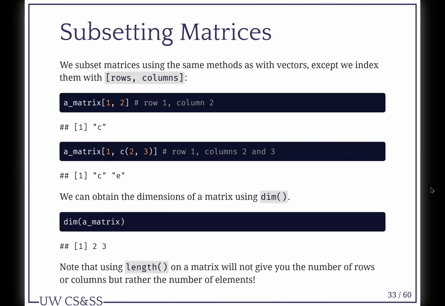We can obtain the dimensions of a matrix using the dimension function, dim. Note that using length on a matrix will not give you the number of rows or columns, but rather the number of total elements. But often with a matrix, we're not so interested in the total amount of elements, but rather the rows and columns. So use dim. For our A matrix, it returns 2 rows and 3 columns.